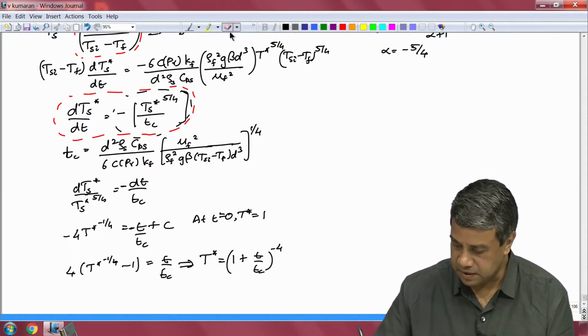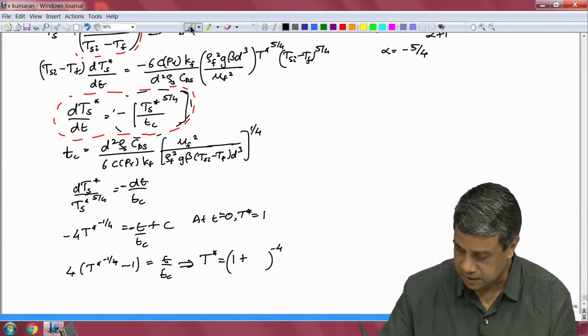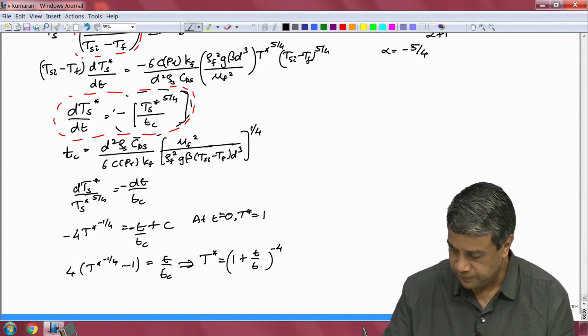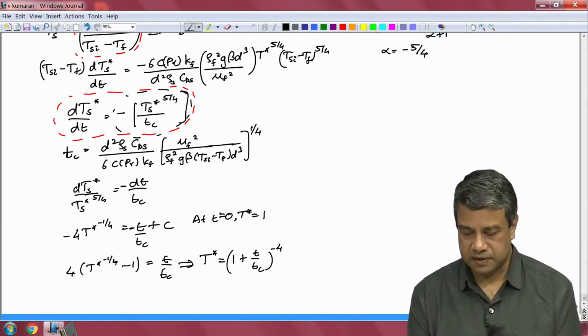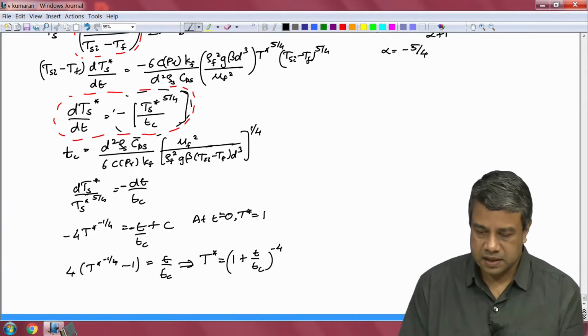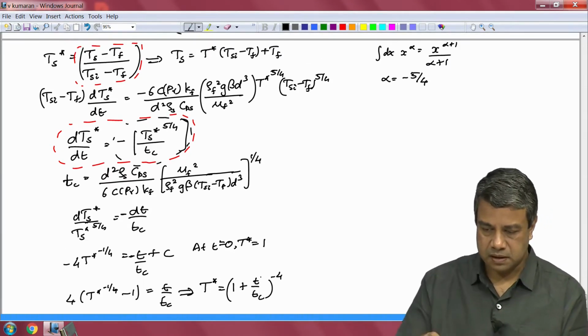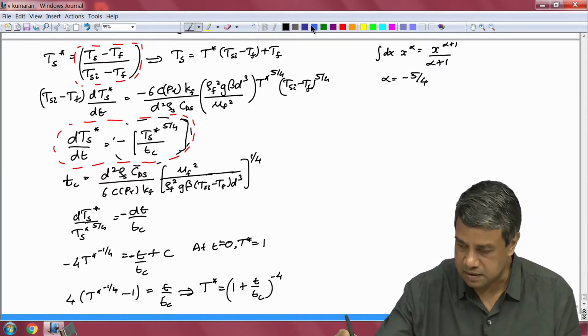It is not an exponential anymore, it is a power law. So, this expression can be used to evaluate the temperature of the sphere as a function of time. The scale temperature that has been defined in this manner.